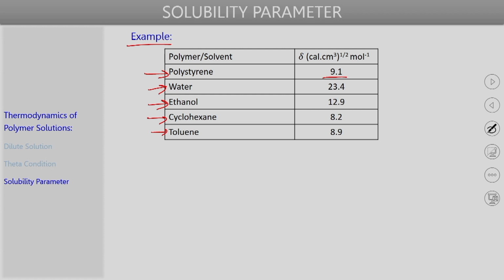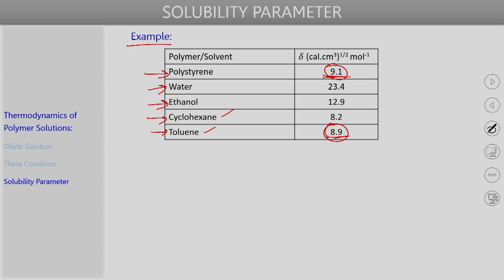So, based on a comparison, what we can say is that toluene has a solubility parameter which is closest to this 9.1 value for polystyrene. So, this solubility parameter approach will suggest that toluene is the best solvent for polystyrene amongst the ones that are listed here. If we were just trying to compare the solubility behavior of polystyrene in cyclohexane and toluene, and if we use the solubility parameter approach of Hildebrand, then we would have been fine, and since toluene is closer to polystyrene in terms of the delta value, we can say that toluene is a better solvent for polystyrene.